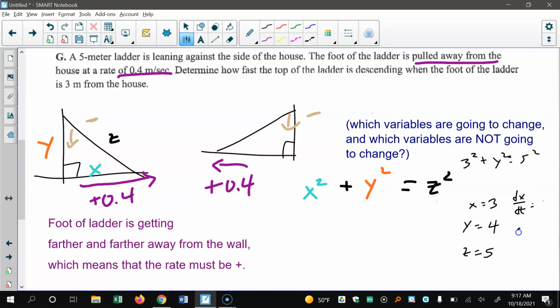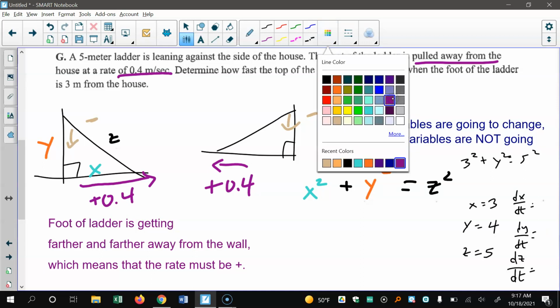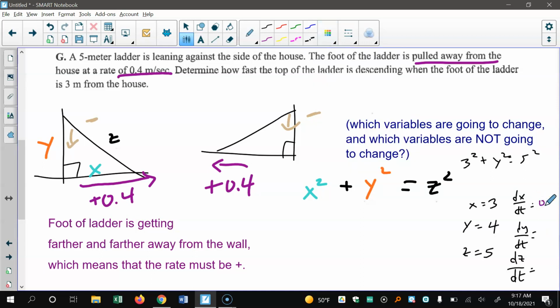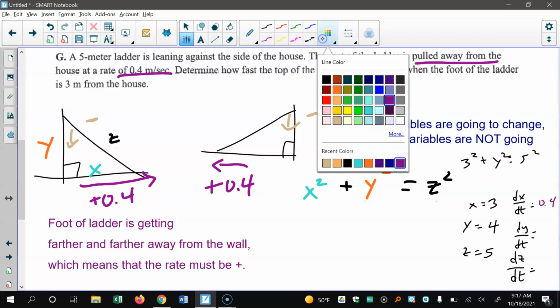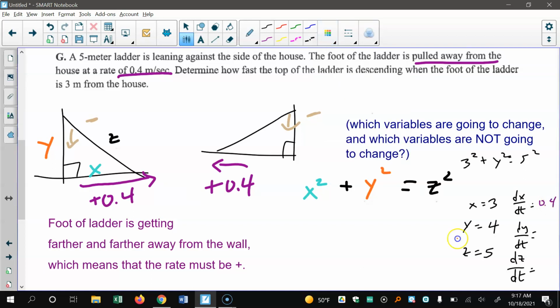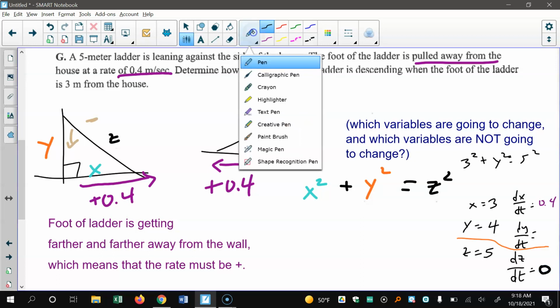Now there should be a dx/dt, a dy/dt, and a dz/dt, because each variable might be changing. It tells us that the foot of the ladder is pulled away from the house at 0.4, so it's a positive 0.4. We are trying to solve for dy/dt, that's the value that we want. And what is dz/dt? I think I said it already, but the rate that the ladder is changing at is nothing. That ladder can't change.